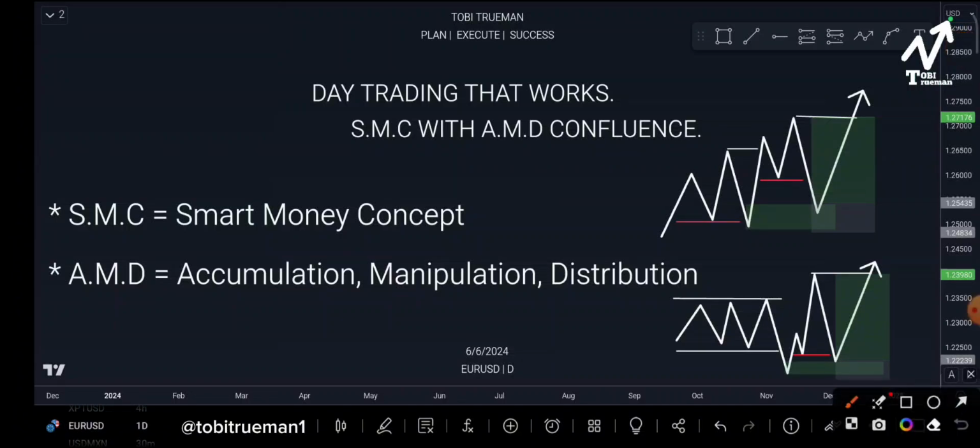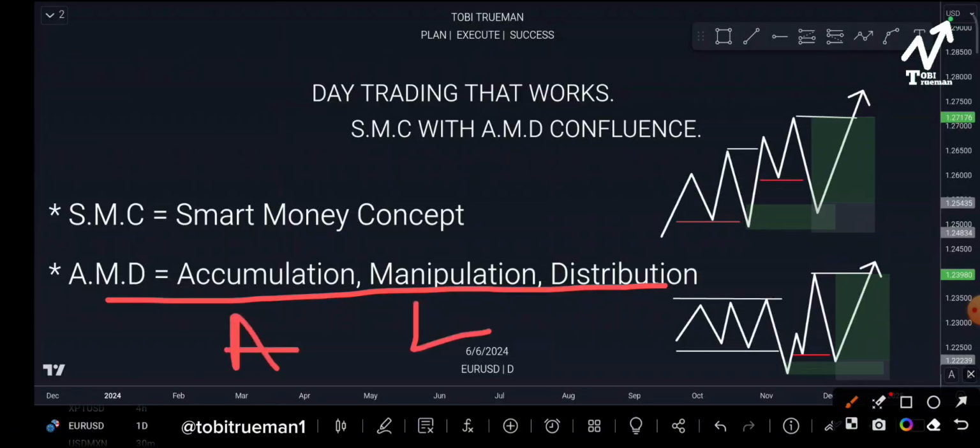Then what might be confusing for people is AMD, accumulation, manipulation, and distribution. This is majorly for those that are trading sessions. And in forex trading, we have three major types of sessions, meaning we have the Asian session, the London session, and then the New York session. So the Asian session, they usually call it the accumulation session, where there's low liquidity.